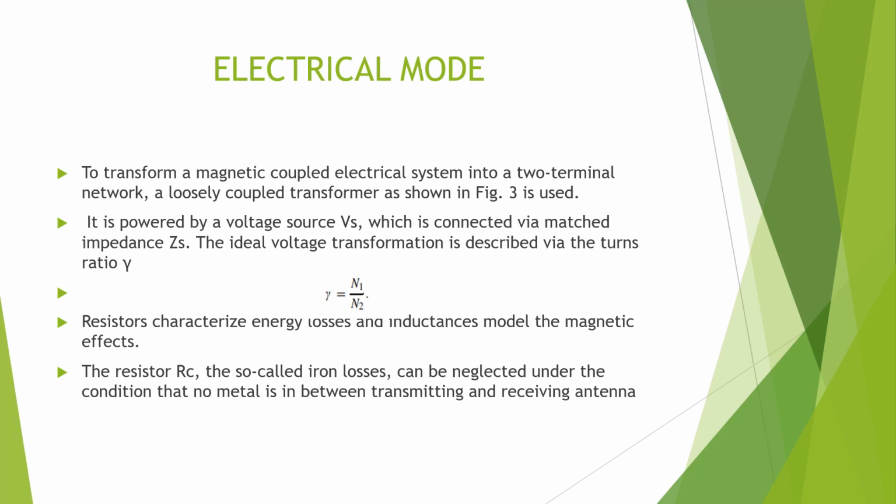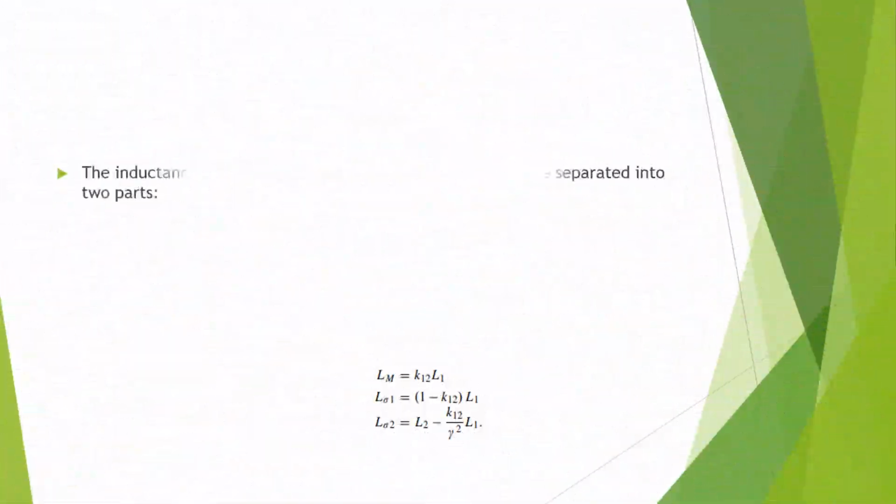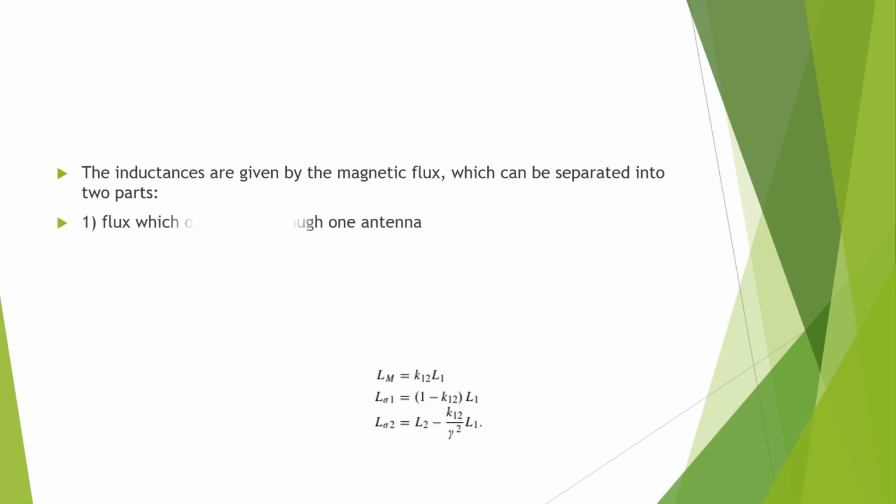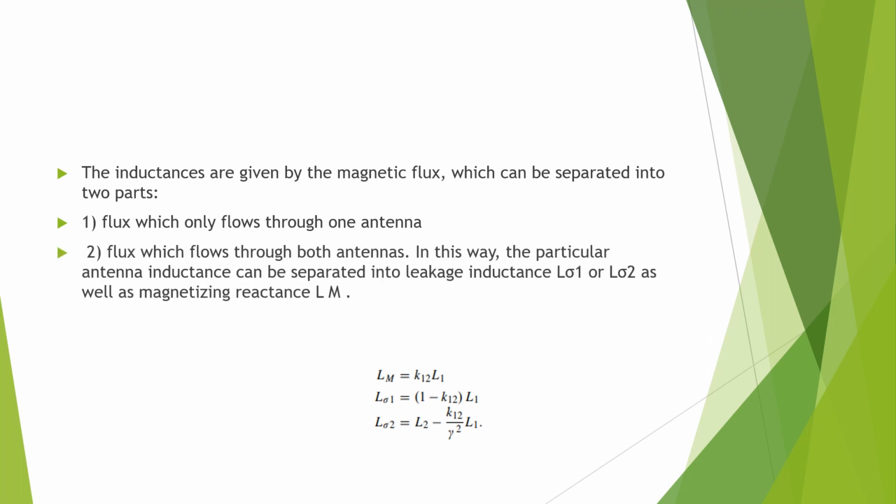Now let's go to the next point. The inductance is given by the magnetic flux, which can be separated into two parts. The first part is flux which only flows through one antenna. The second part is the flux which flows through both antennas. In this way, the particular antenna inductance can be separated into leakage inductance L sigma 1 or L sigma 2, as well as magnetic reactance Lm.